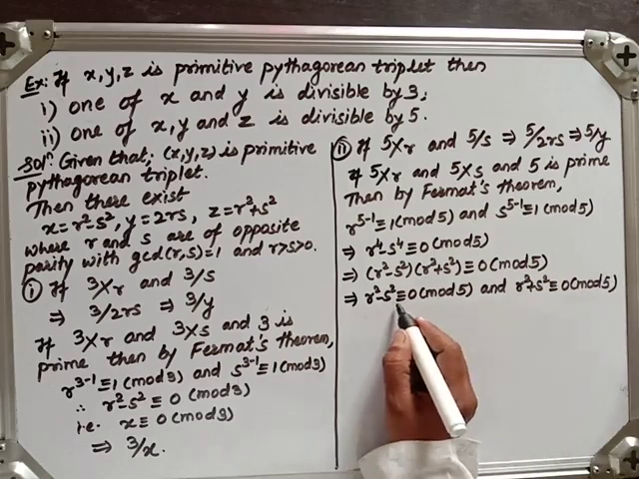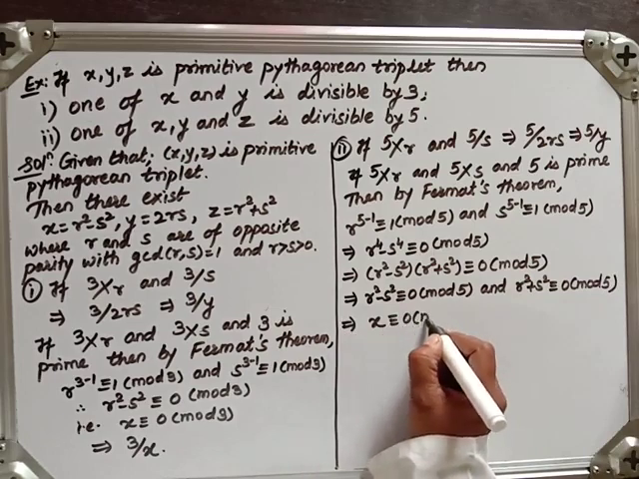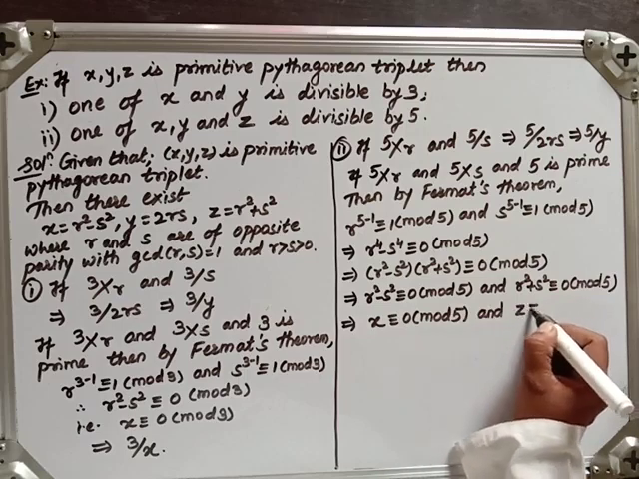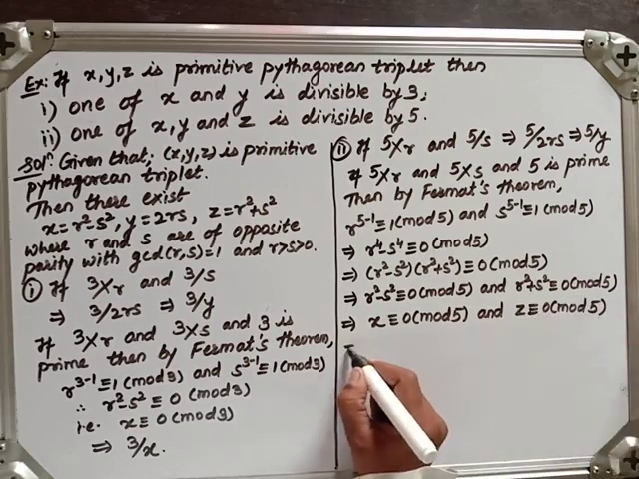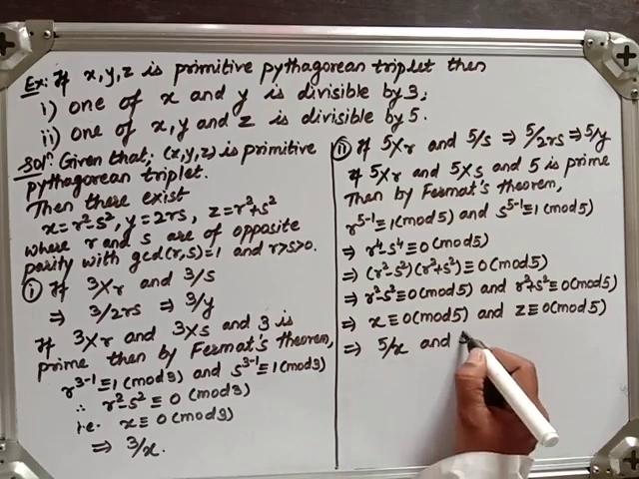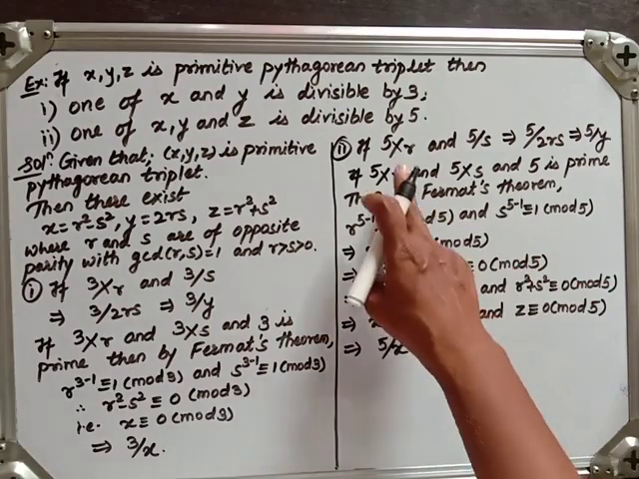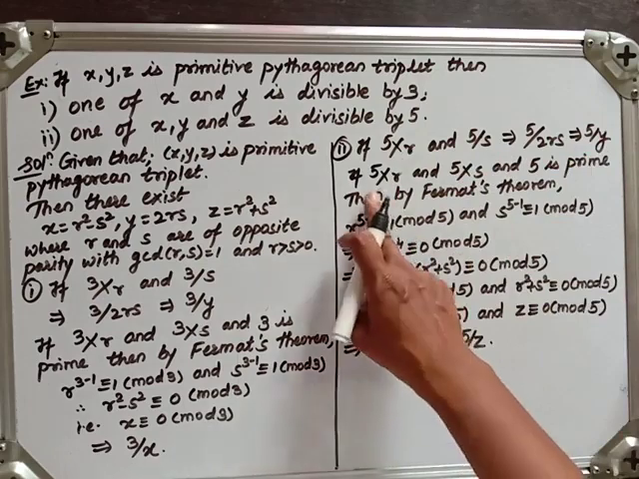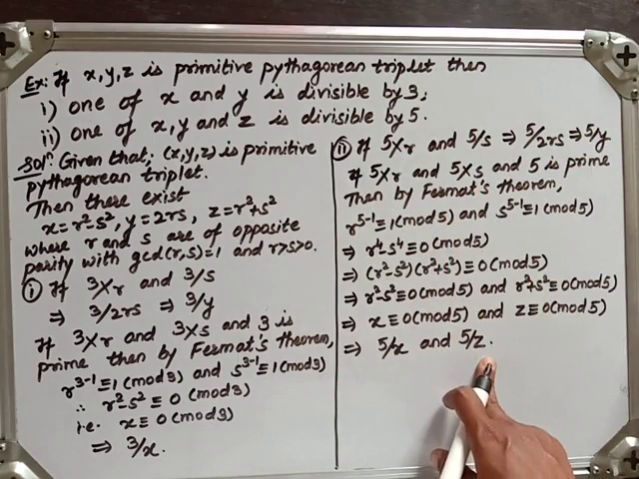So, R square minus S square is what? X. So, this says X congruent to 0 modulo 5 and Z congruent to 0 modulo 5. So, this gives 5 divides X and 5 divides Z also. So, assuming one of them doesn't divide R, the other will divide, then 5 divides Y, and if both don't divide it, then it divides X as well as Z.